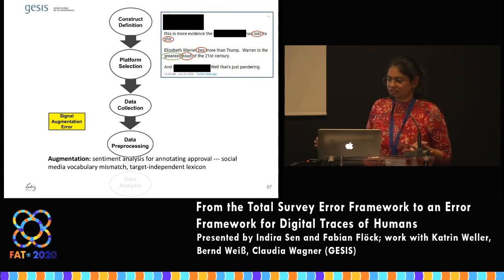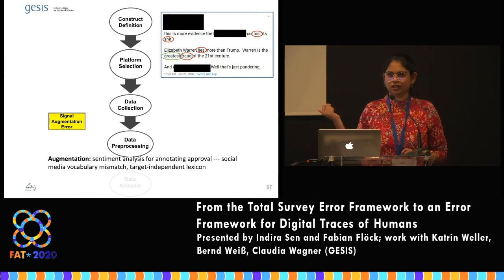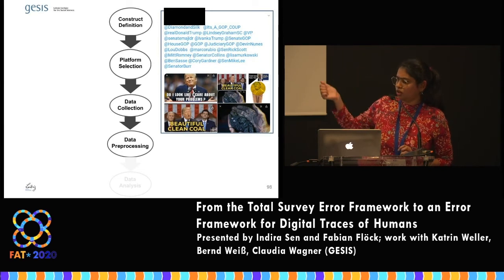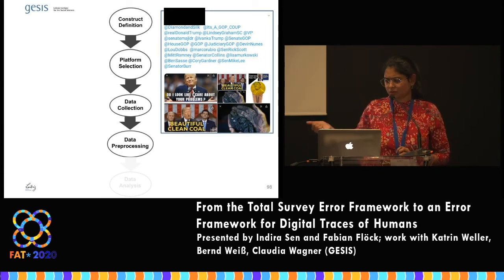Now, when it comes to signal reduction, you might think that tweets like this, which do not have any textual content, which is basically a lot of mentions and some images, perhaps this is not something that's signaling approval or disapproval.